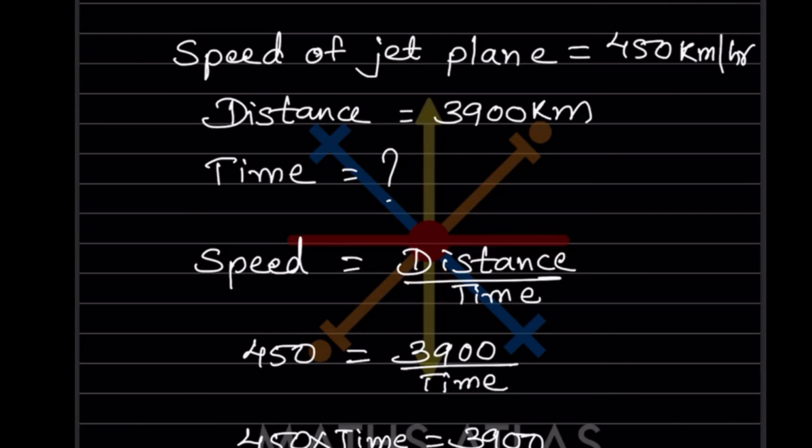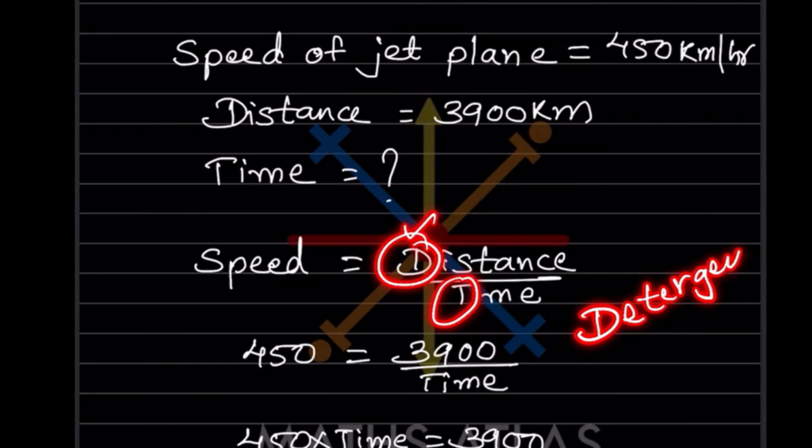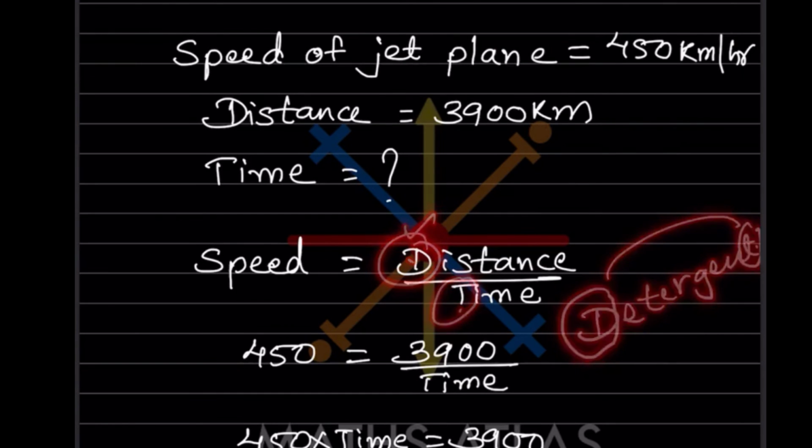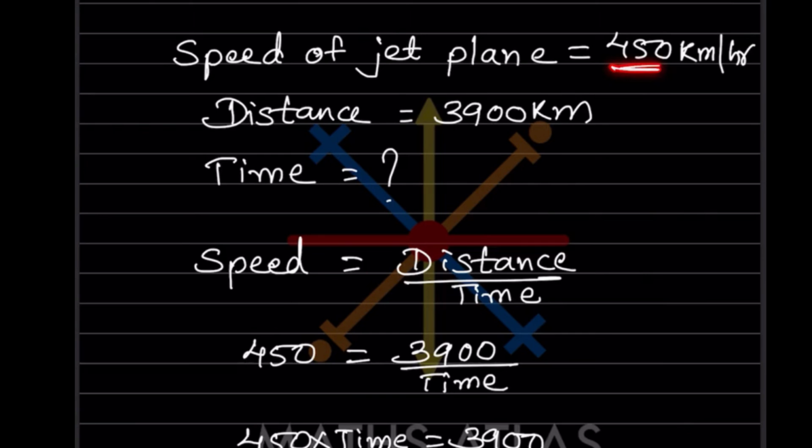Now see here, one more thing, I'll just show you how to remember this formula. Many of them get confused whether the time is here or the distance is here. So can you see the first one, D and T? You can just remember the word detergent. So now you know this starts with D and then ends with T. So just these two, D by T. So now this is going to be 450. The distance is going to be 3,900 and the time is not given.